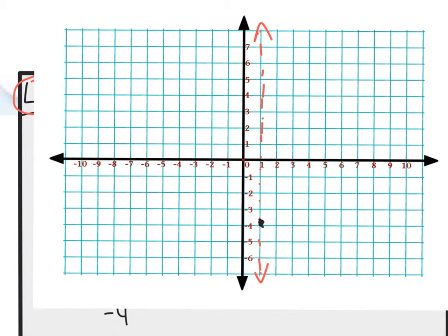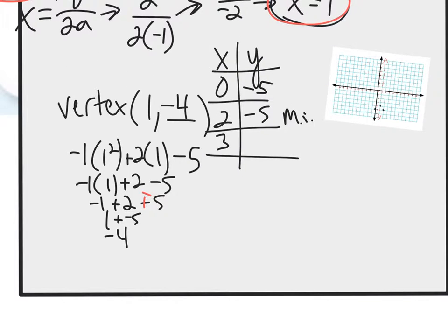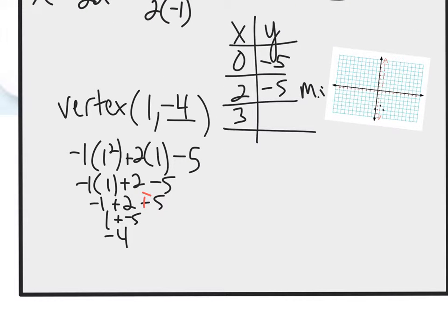So 0, negative 5 is right here. That's 1 unit to the left, so we go 1 to the right, which would be the point 2, negative 5. So if we're already graphing it, you could put a mirror image point of 2, negative 5. 1's already used up, so you can either do negative 1 or 3. Most people like positive numbers better than negative, so if you want to use 3, put 3 in for x, you can.